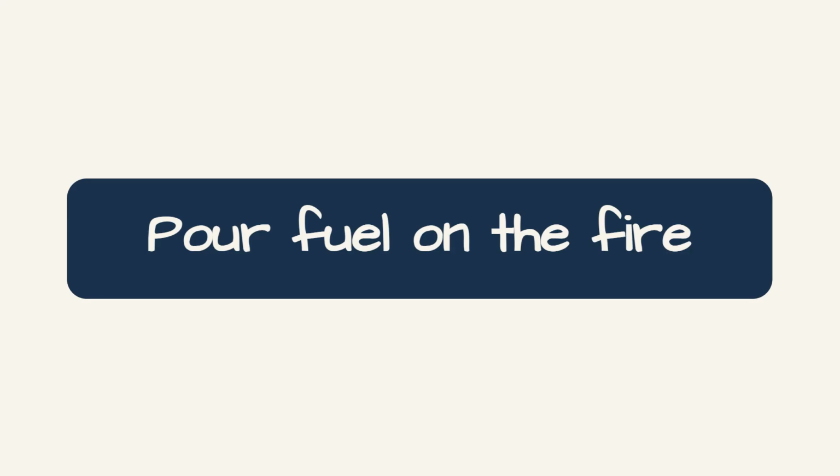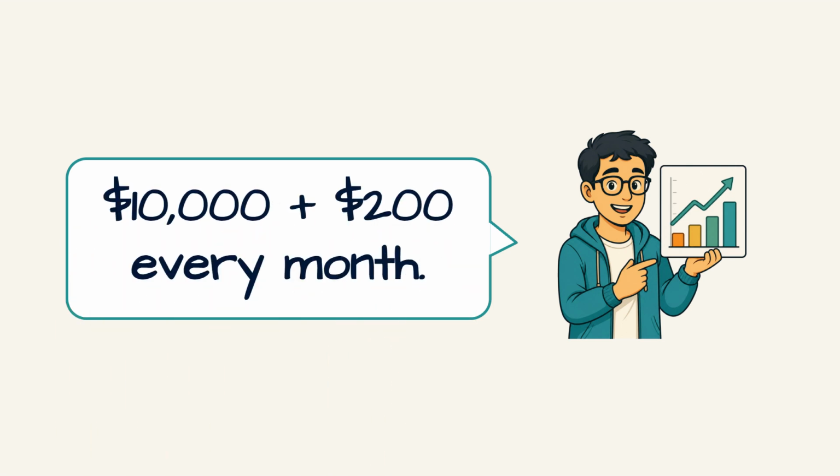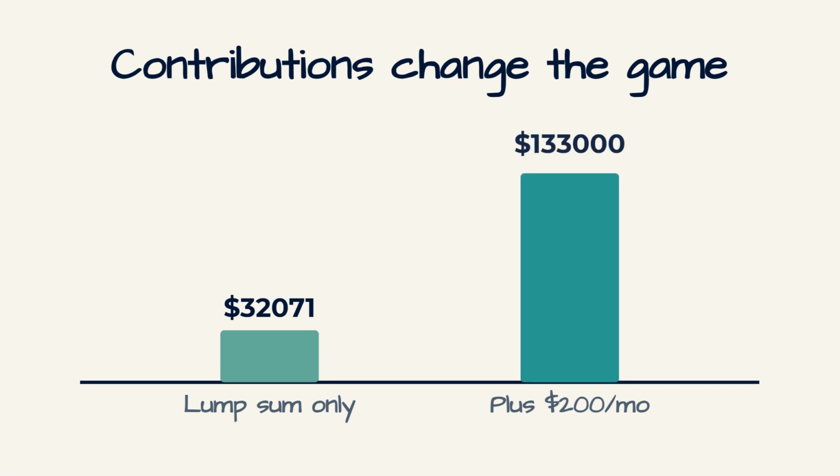Almost nobody invests once and stops. The real magic is compounding plus steady deposits. Start with $10,000, then add just $200 a month. Now compounding is working on a balance that keeps growing from two directions at once. Left alone, that 10,000 reaches about 32,000 in 20 years. Add 200 a month and it lands somewhere near 130,000. Same rate. The contributions gave compounding far more to work with.